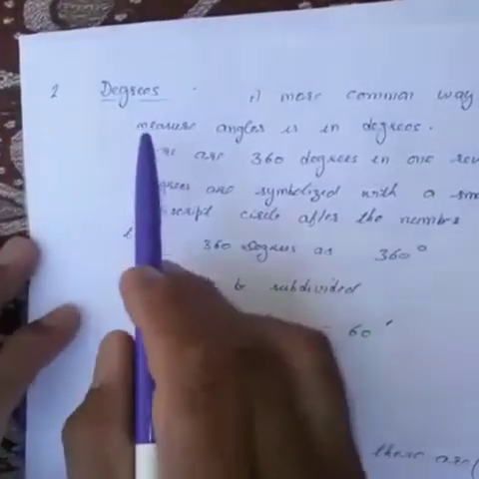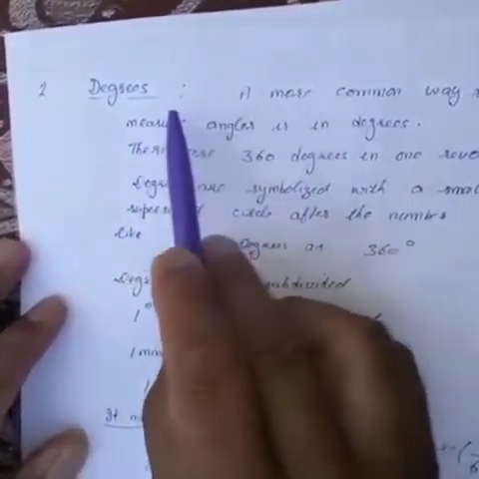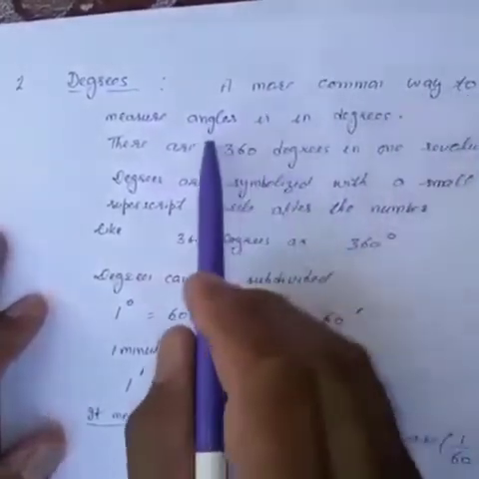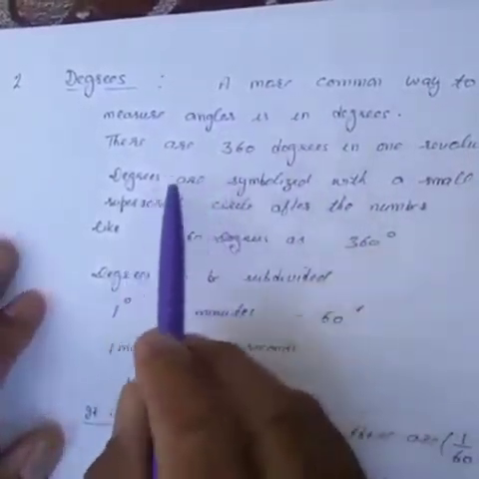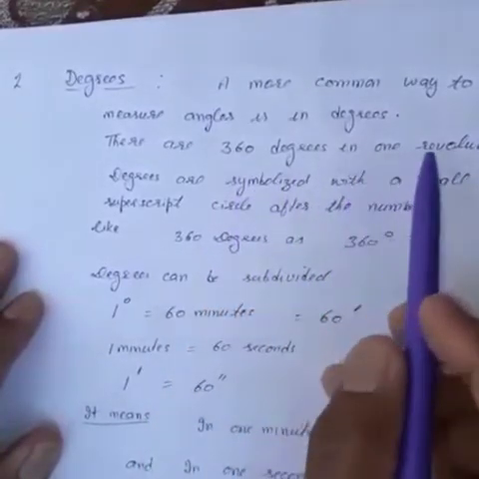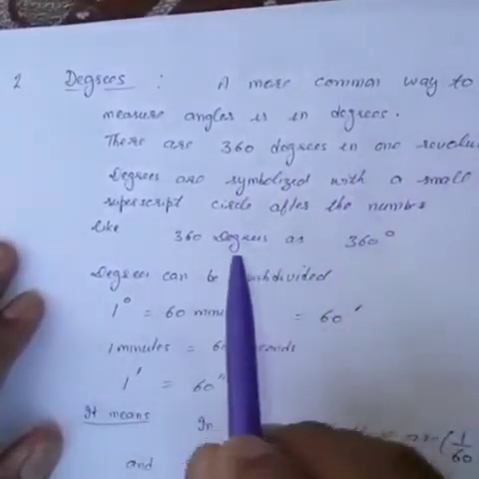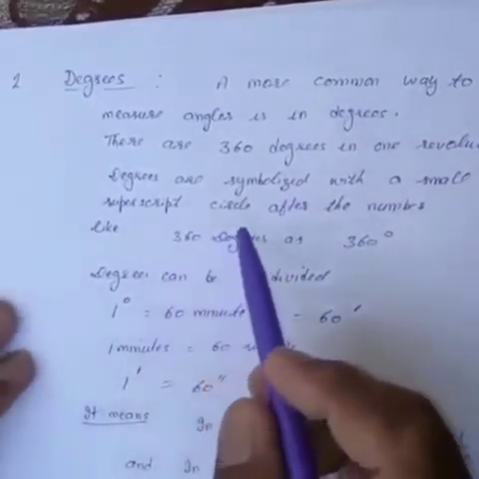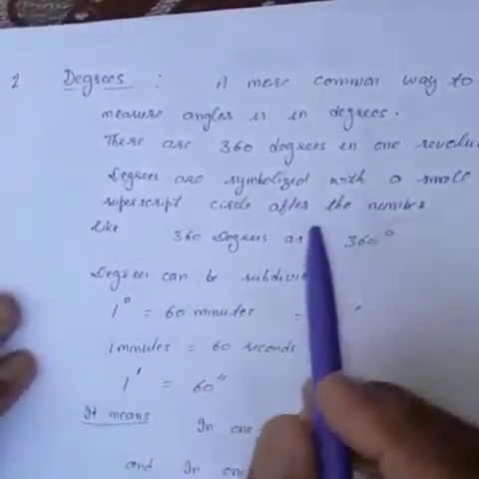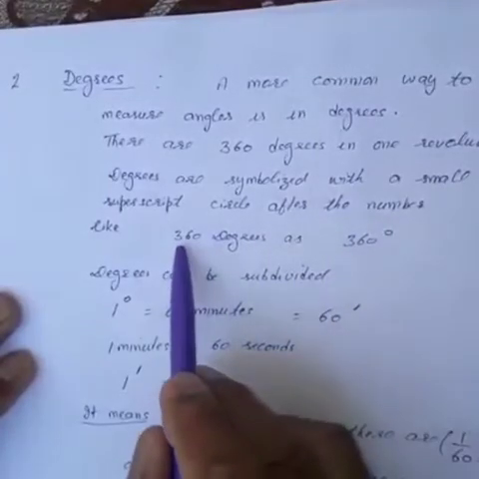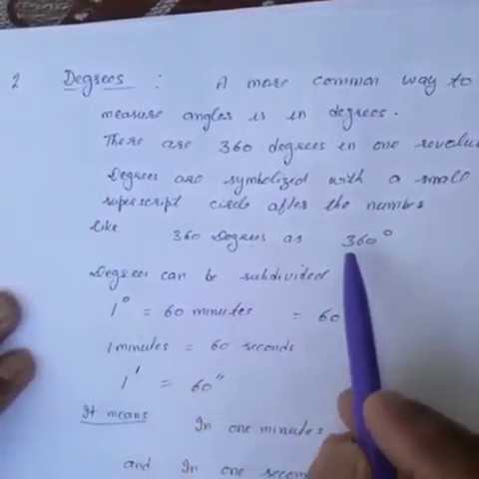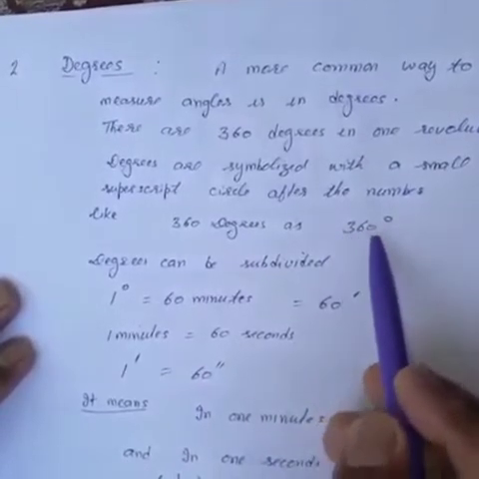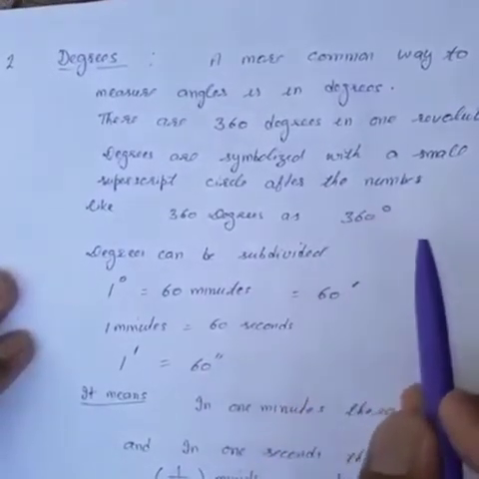Now the second unit is degrees. It is the common unit we have been using from previous classes. A more common way to measure angle is degrees. There are 360 degrees in one revolution. Degrees are symbolized with a small superscript circle after the number. Like if we want to write 360 degrees, then 360 with a circle as superscript. So we will call it 360 degrees.